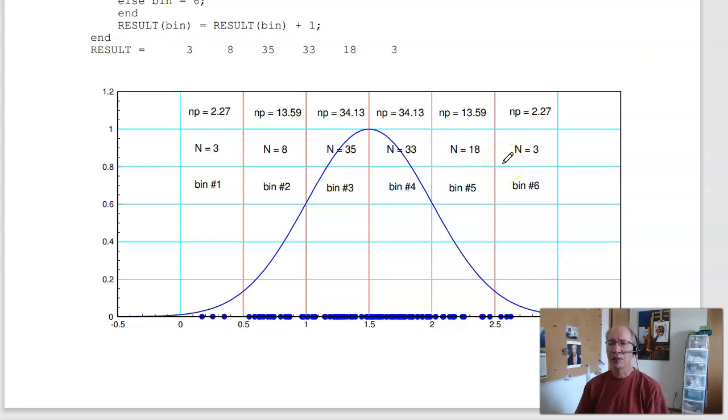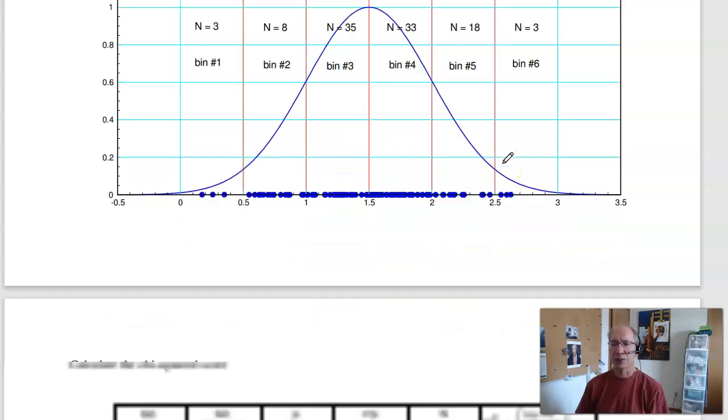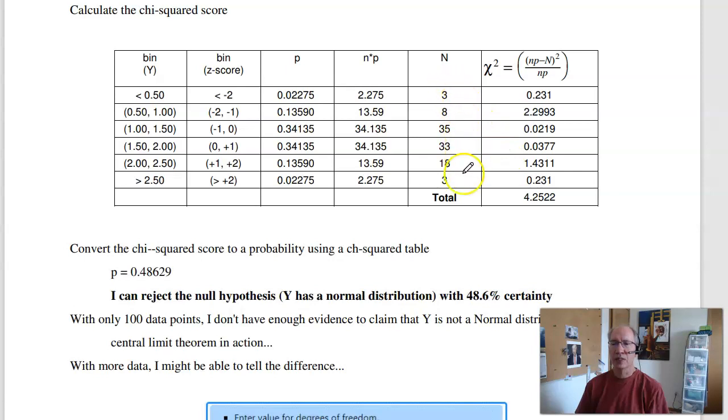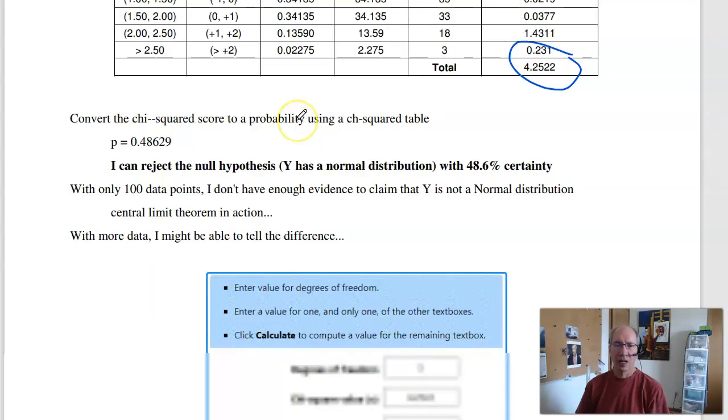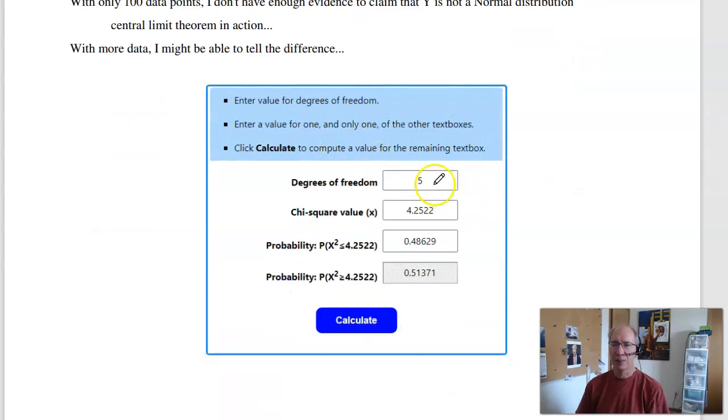Now to see if the two are consistent, calculate the chi-squared score. So here's the actual frequency, here's the expected frequency. Difference squared divided by 2.275, difference squared divided by 13, add them all up, 4.25. I have 6 bins, meaning 5 degrees of freedom. Chi-squared value is 4.25, corresponding to a probability of 48%. And 48% kind of means no conclusion. I have no evidence to say that this is not a normal distribution based upon this analysis.